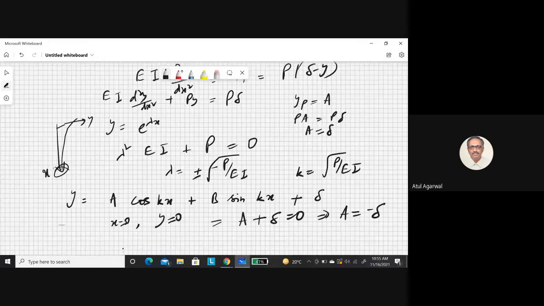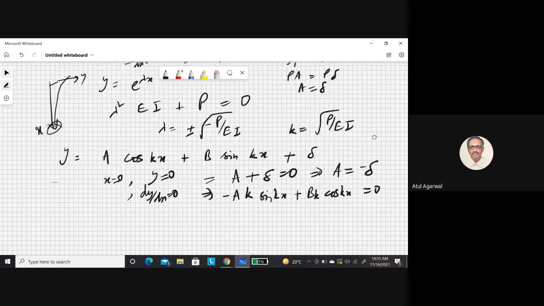Okay. Now our slope is 0 at x equal to 0. So this implies minus A into k sine kx plus b into k cos kx is equal to 0 at x is equal to 0. This is our slope. So put x equal to 0. This term is 0. bk is equal to 0. So b is equal to 0.